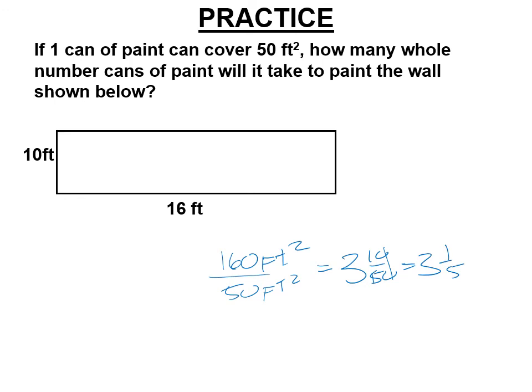So we're going to need, we want to have extra, we're going to have to buy 4 cans, because 3 cans only will paint 150. And you'll have this little unpainted part here. So you have to buy 4 cans of paint.